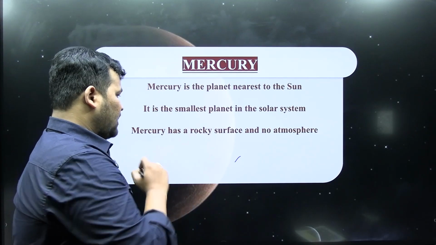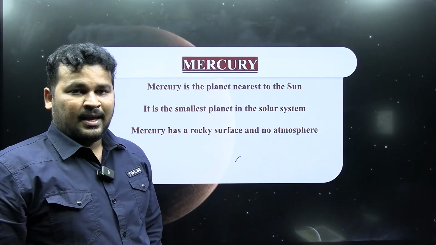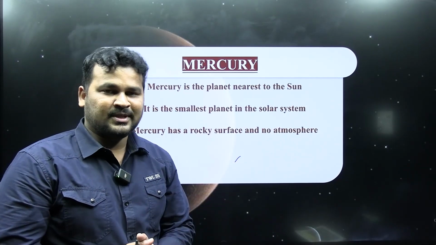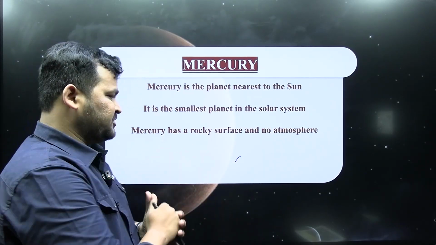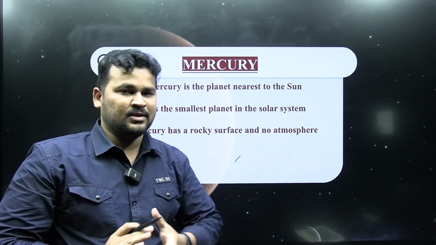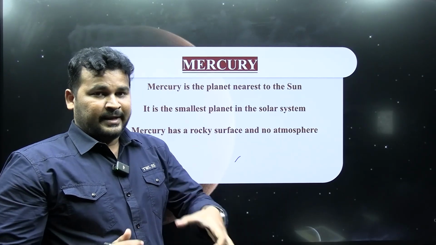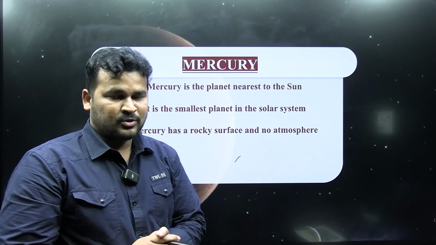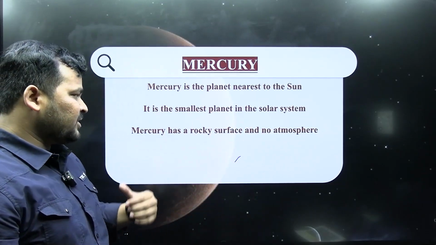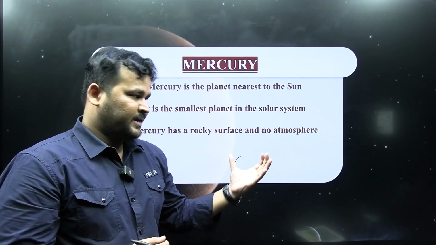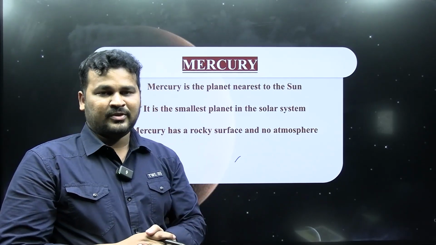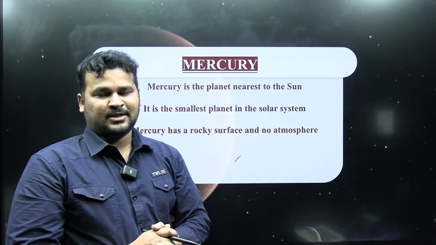Mercury has a rocky surface. Does it have an atmosphere? No. Mercury doesn't have an atmosphere. It is a solid, rocky substance, like the rocks available on the surface of the Earth. Does a rock have the atmosphere that is available on Earth? Definitely not. In the same way, Mercury has a rocky surface and doesn't have any atmosphere.